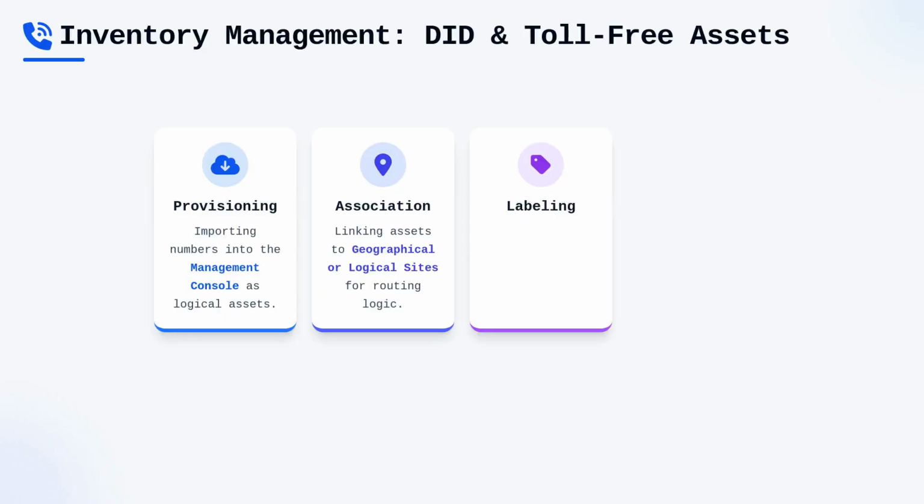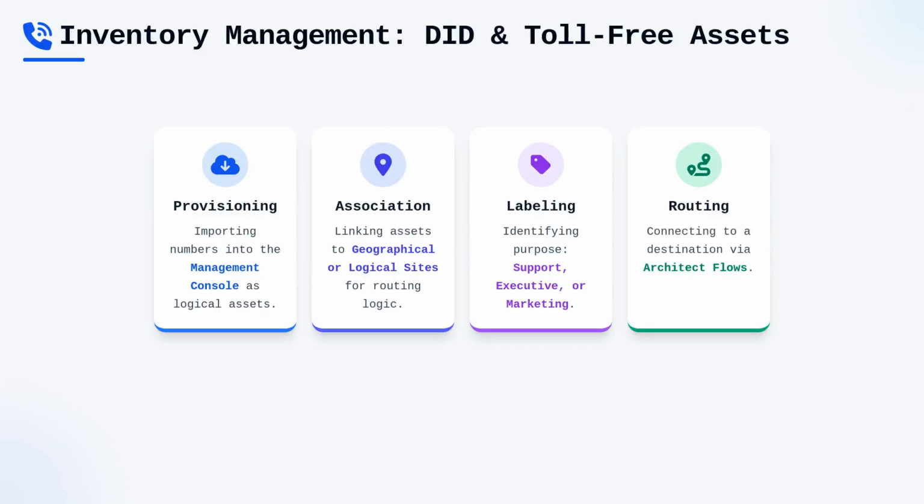When you provision these numbers, they are imported into the Inventory Management Console, where you perform the critical task of labeling them to identify their purpose, such as support lines, executive lines, or marketing campaigns. Every number must have a destination, which is typically configured through an Architect flow.